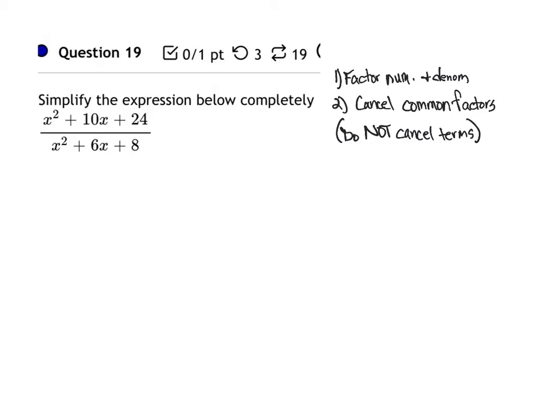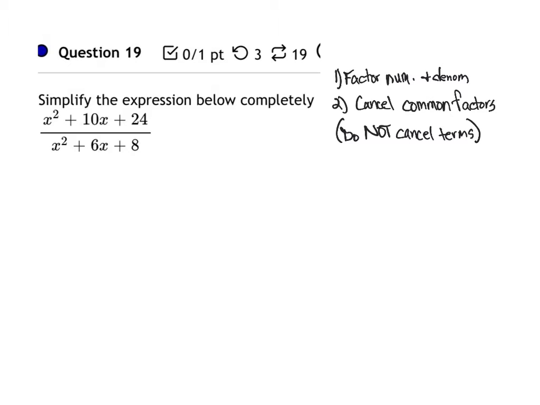A common mistake is to start trying to cancel out the 8 and the 24 and the 6, take a 2 out of that and a 2 out of 10. But you can't do that. That's canceling terms. You cannot cancel terms. You can only cancel factors. So the first thing we have to do is factor.